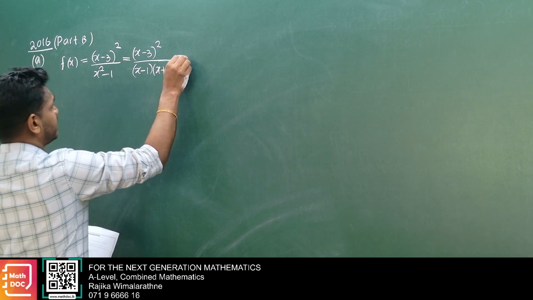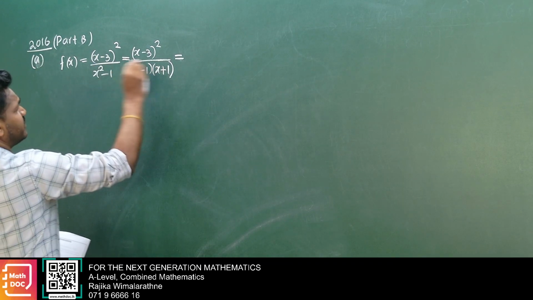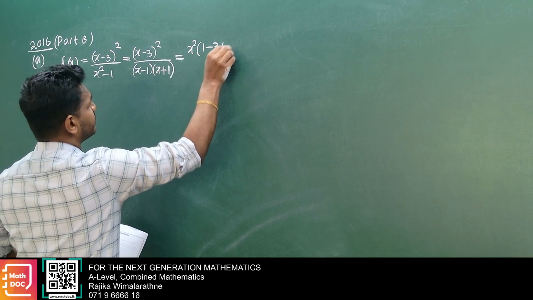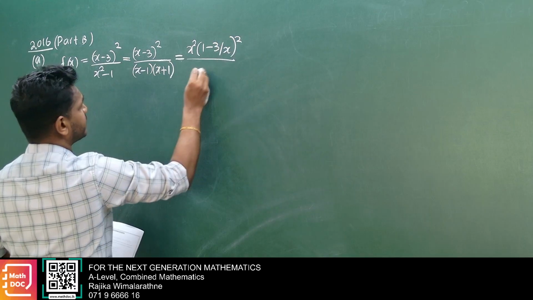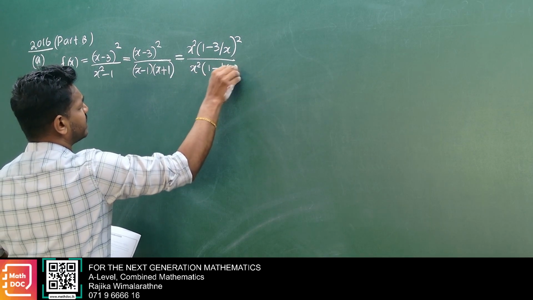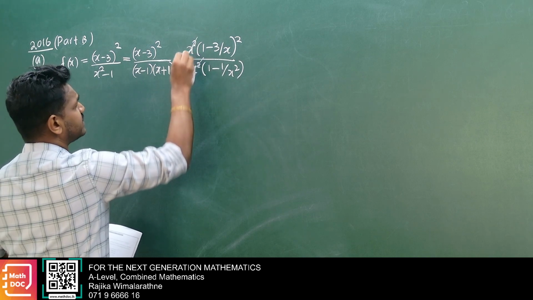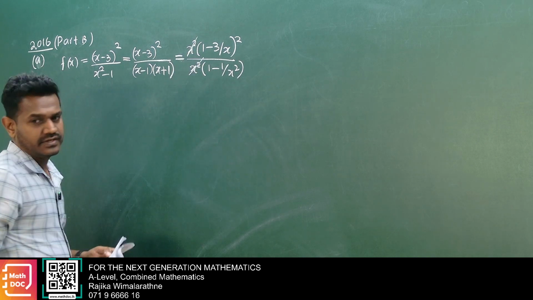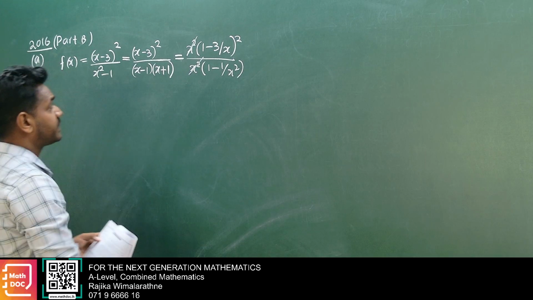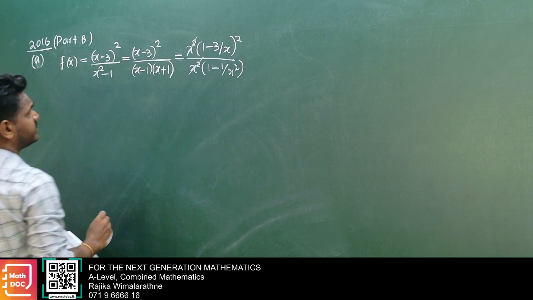And there's another format. You better take the maximum power term outside, that is x squared. Numerator: x squared times (1 minus 6 over x plus 9 over x squared), denominator: x squared times (1 minus 1 over x squared). Then cancel. We need this one to find the horizontal asymptote, the terminal tendencies. So we need three different formats.